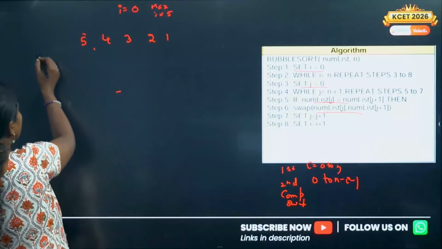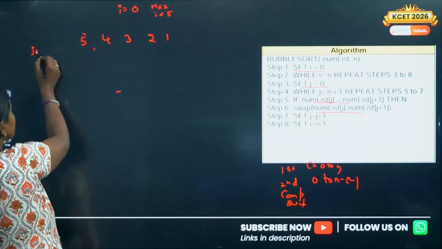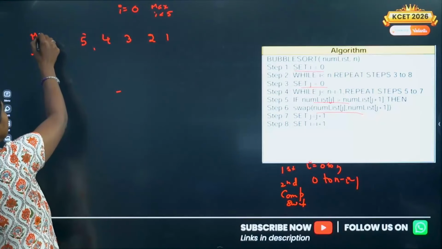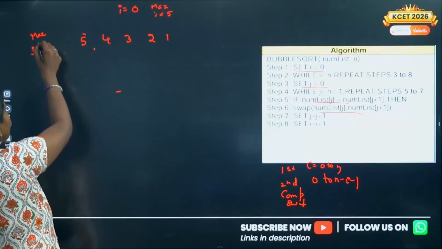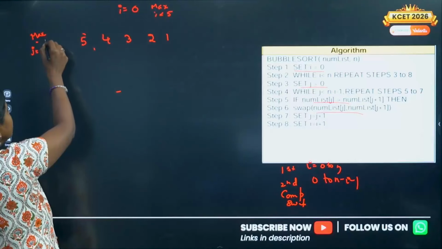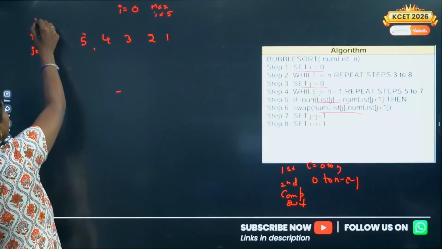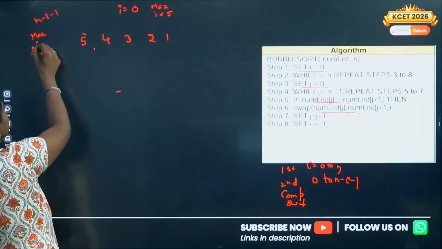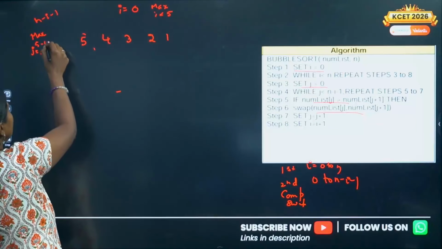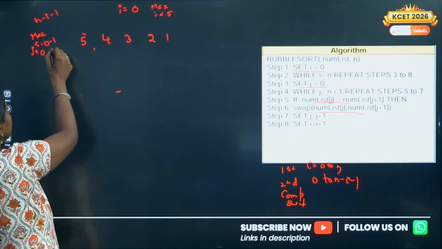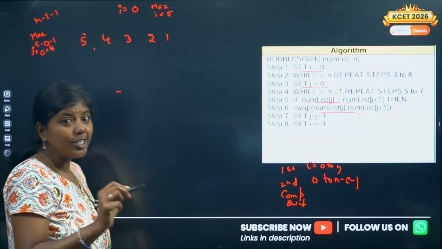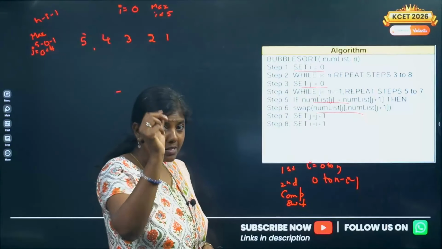In case of j loop, what do we have to consider? j should be equal to 0 only. And the maximum value of j in this case is n minus i minus 1. That means 5 minus 0 minus 1, that means 5 minus 1 is 4. It should be less than 4. Let us keep this in mind.